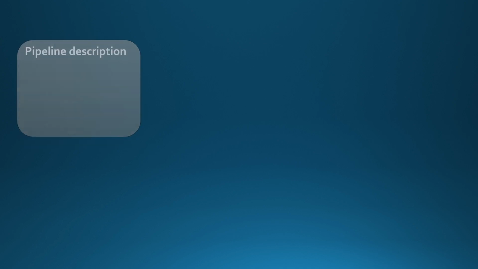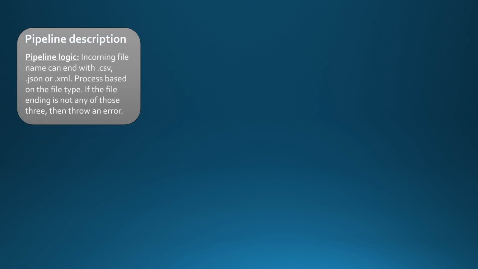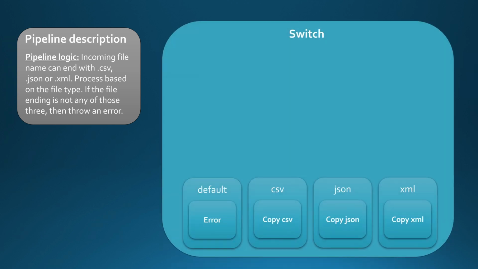Now let's check out in more detail how the switch evaluation works. Let's first cover our pipeline description. Our pipeline logic is that incoming file can end with .csv, .json or .xml, and we have to process based on the file type. If the file ending is not any of those three, then we would like to throw an error message. And here we have our switch activity.